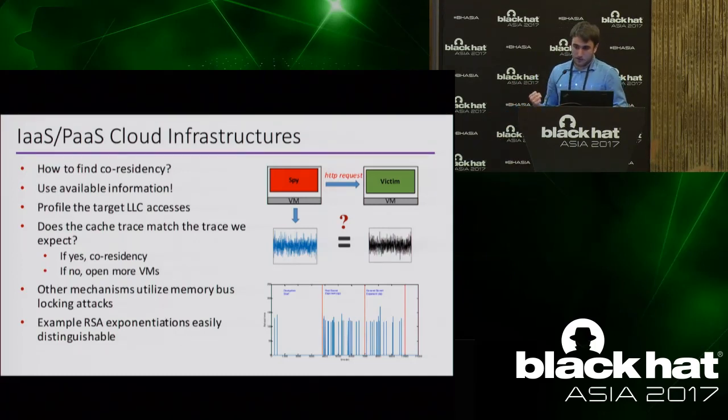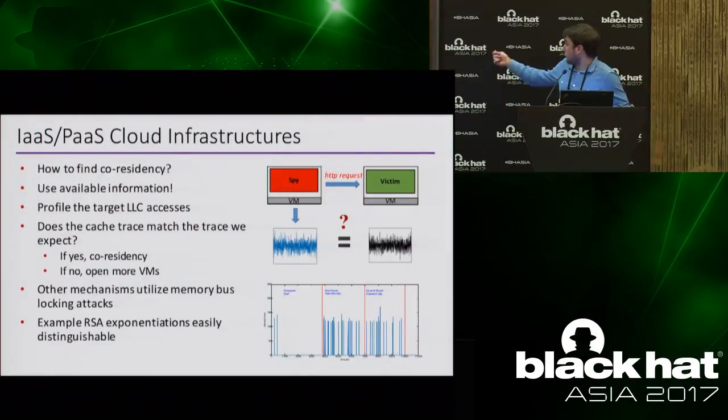What we did is issue a request to that decryption server and see whether the information that we got from the cache matched what we expect for the RSA decryption server. If it does, then we have achieved co-residency. If not, we have to open more VMs. We had to spend quite a bit of money and time on this, but finally, with 80 VMs, we were able to find a co-resident one with the target.